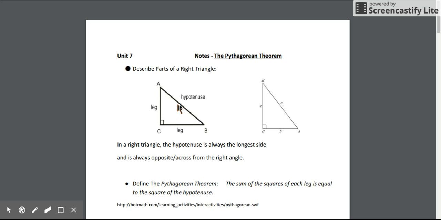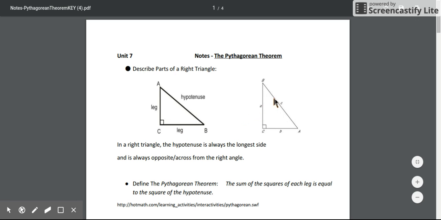Remember that the longest side is always across from the biggest angle, and in a right triangle, these are both acute angles, smaller than this right angle. So the right angle is the biggest one. So across from that will always be the longest side. So the hypotenuse is always the longest side. That means that we have two shorter sides. We call those legs. It doesn't matter which one you call leg 1 or leg 2. You have your choice.